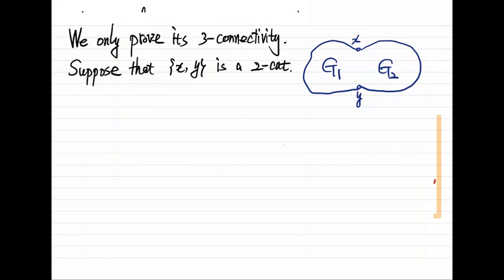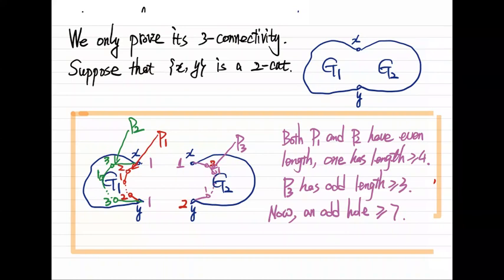Suppose that X, Y is a two cut. We know that X cannot be adjacent to Y. And then we can suppose that in G2, every three coloring colors both X and Y with the same color, and in any three coloring of G1, X and Y receive distinct colors. And we can find an alternating path between X and Y in G1 with colors alternatively 1 and 2, and an alternating path between X and Y in G1 with colors alternatively 1 and 3. Both these paths have even lengths, and because G is C4 free, one of the paths has length at least 4.